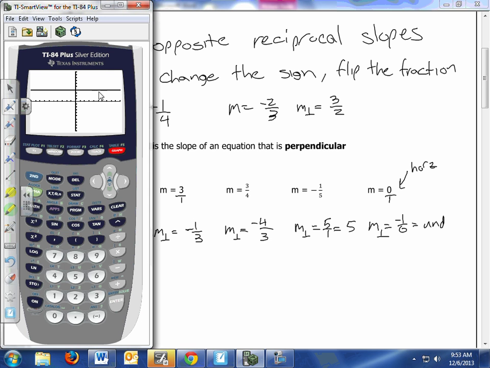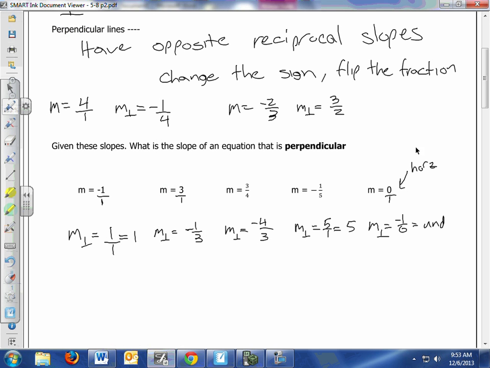Yeah, it would be up and down, right? A vertical line. Well, vertical lines have equations x equals a number. Vertical lines have undefined slopes, okay? That's that situation. Horizontal lines and vertical lines are perpendicular. This line is perpendicular to this line. Okay? Cool.